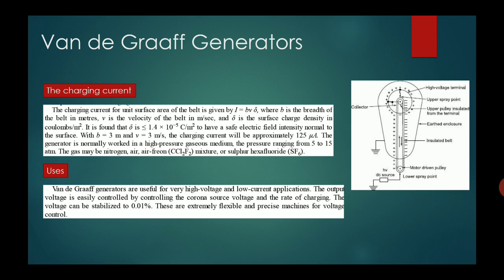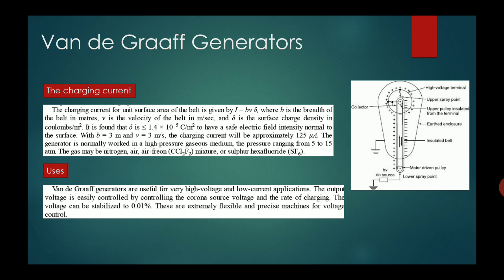The generator is normally worked in a high pressure gaseous medium, the pressure ranging from 5 to 15 atmospheres. The gas may be nitrogen, air, freon, or sulfur hexafluoride. So these are the description of the charging current and the construction of the gas inside the vessel.